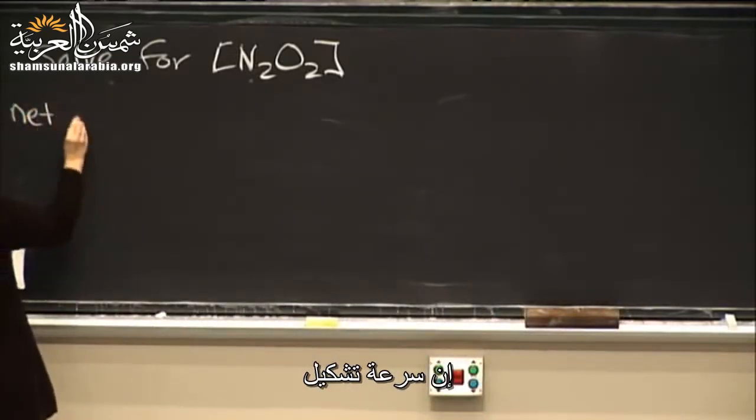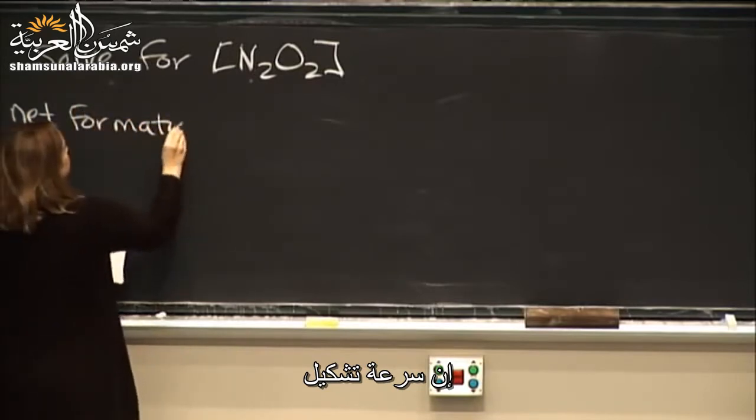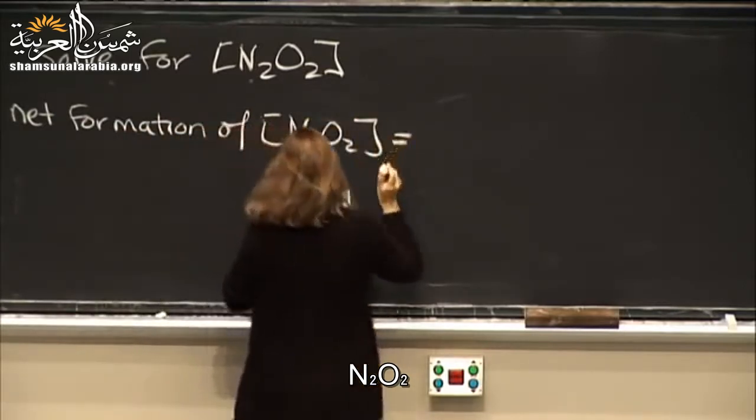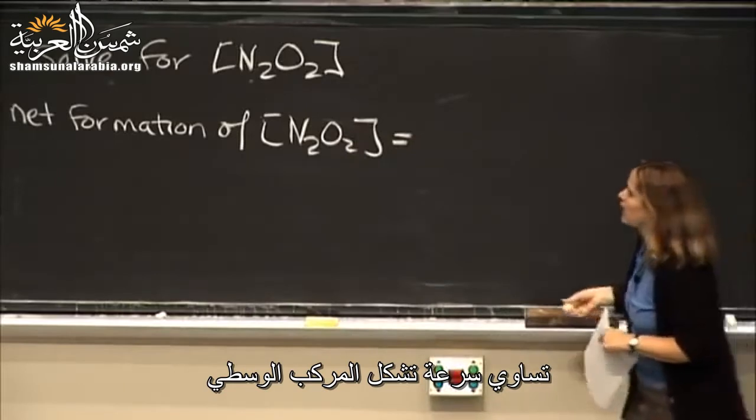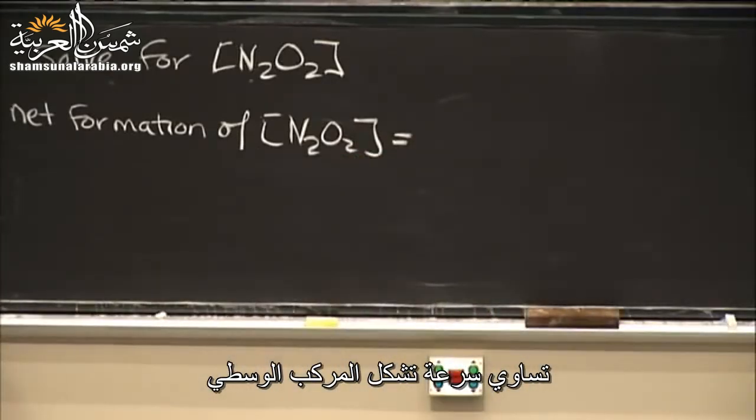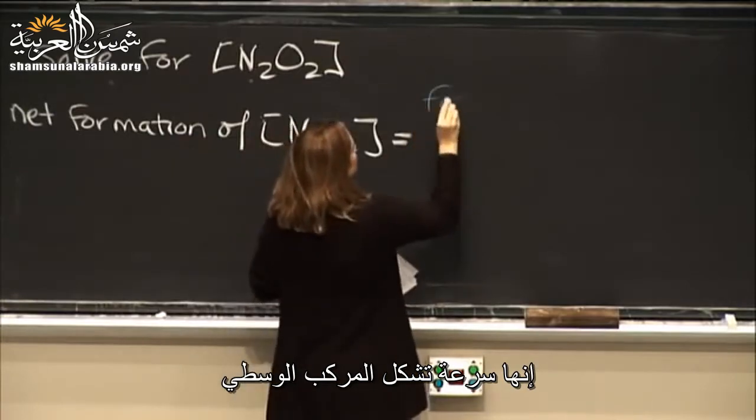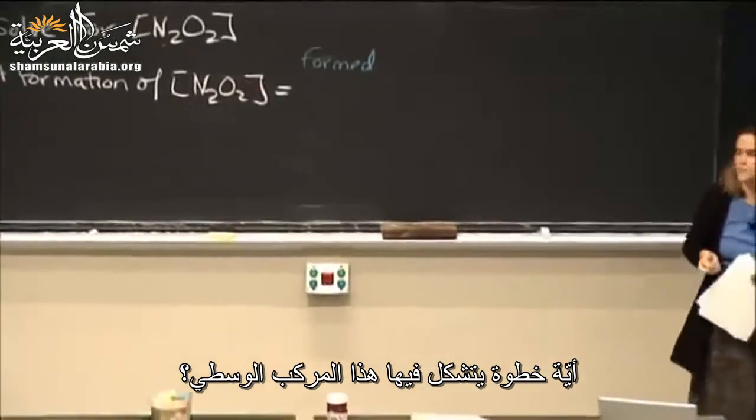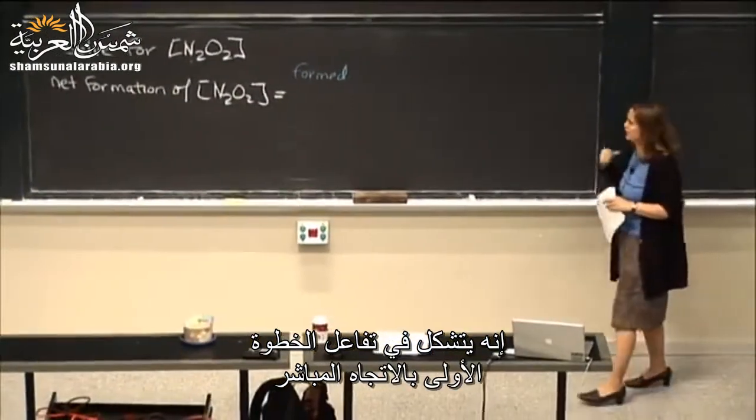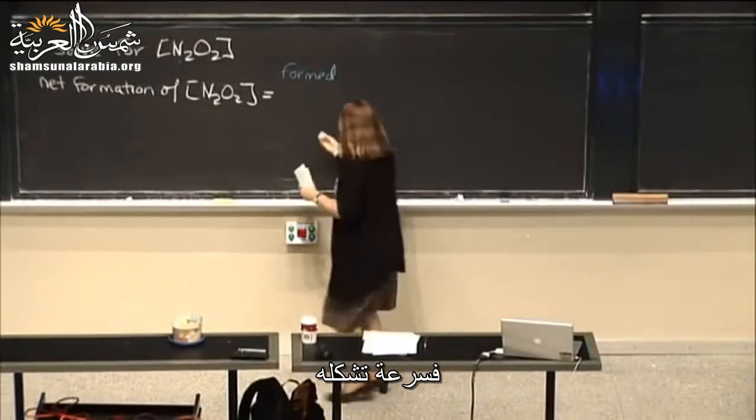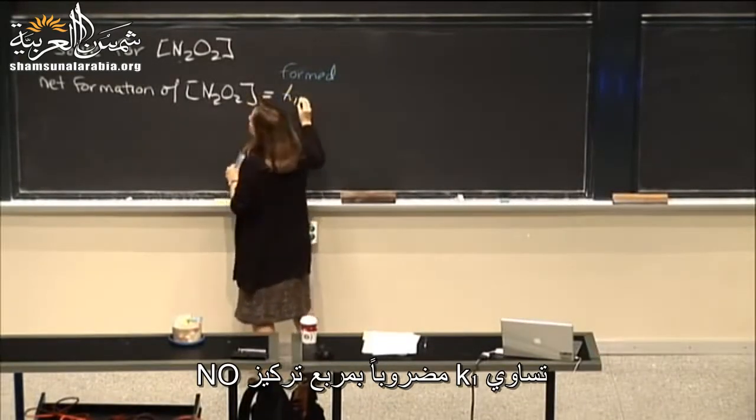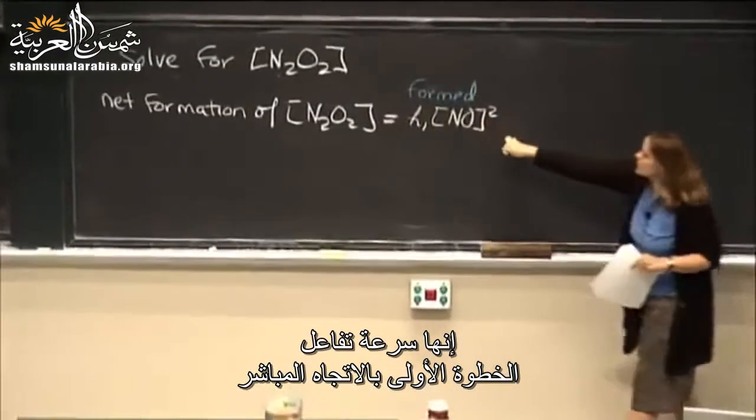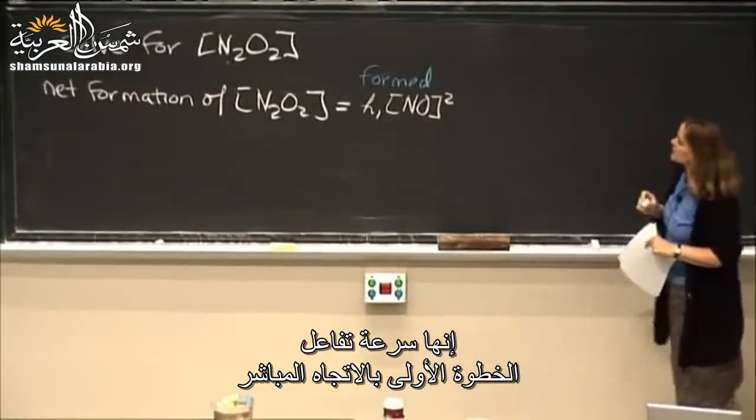So the net formation of N2O2 is going to be equal to the rate at which it's formed. What step is the intermediate formed in? It's in step 1 in the forward direction. So the rate at which it's formed is K1 times NO squared. So that's the forward rate of the first step.